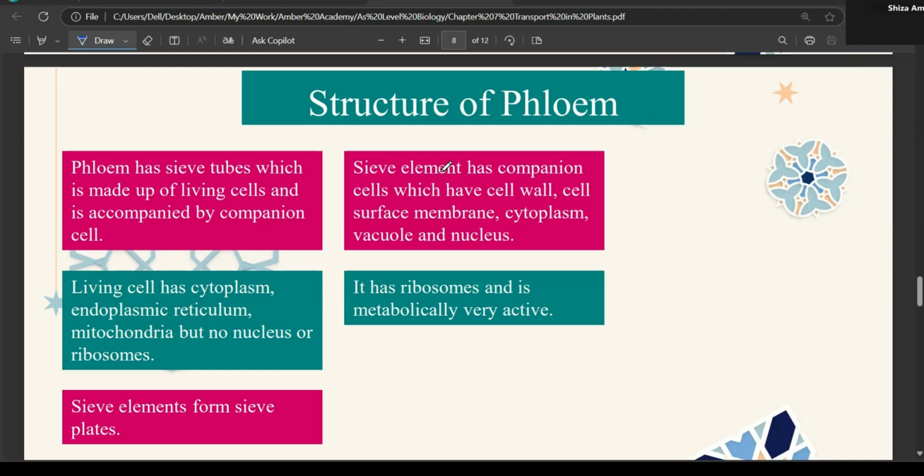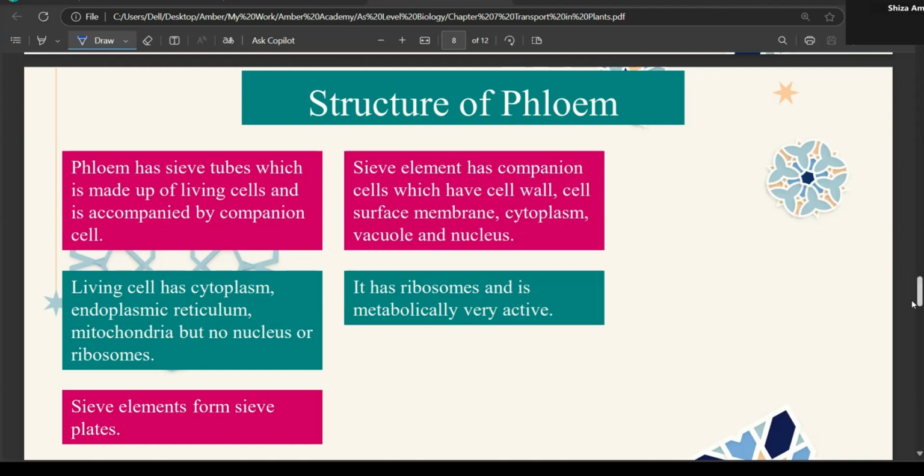We all know the mechanism of photosynthesis. We are not going to discuss it right now because it's not part of our syllabus. But yes, the structure which is involved in the conduction of food of a plant is phloem. Okay, we have talked about xylem. Now the other structure which is involved in the conduction of food is phloem.